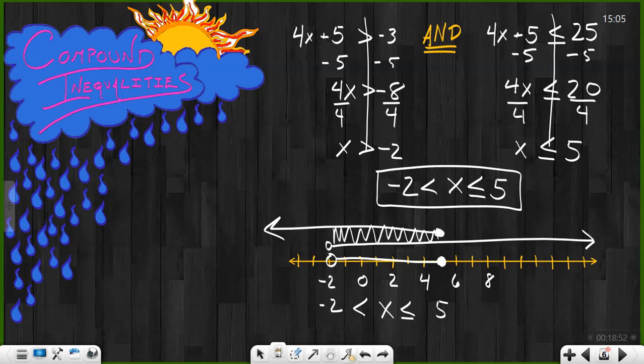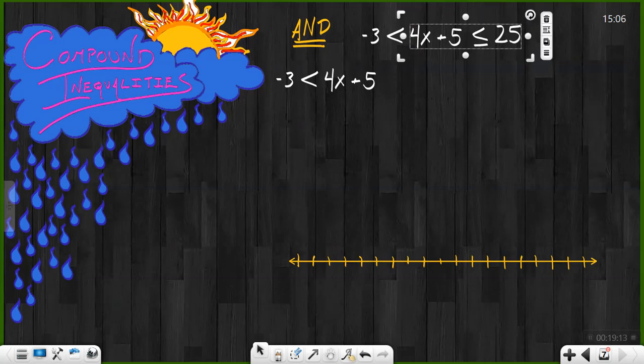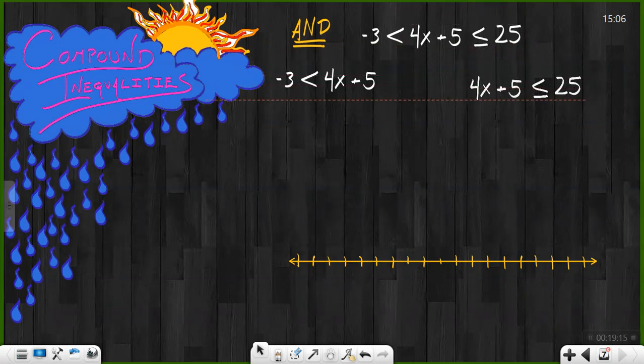Now, let's take a look at a different way to do this one. Sometimes you'll get a problem and they'll give it to you like this. They give you a compound inequality where they already have 2 symbols in there. Well, when we get to this point, there's 2 ways you can go about this. Number 1, you can see this as 2 separate inequalities, and I can just pull them apart, putting the inside piece with each symbol.